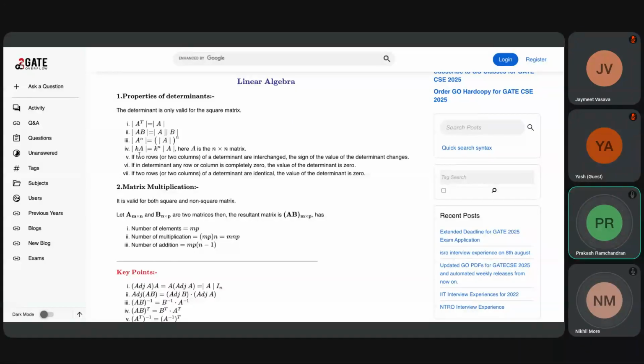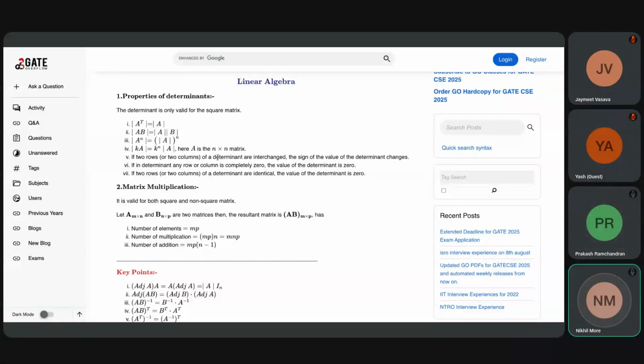Again, as we know that the determinants are valid only for a square matrix. The determinant of k multiplied by A, where k is a scalar, a number, and A is the matrix, will give you k raised to n multiplied by the determinant of A, as A is always an n by n matrix. So we need to keep these properties in mind while doing the solutions.